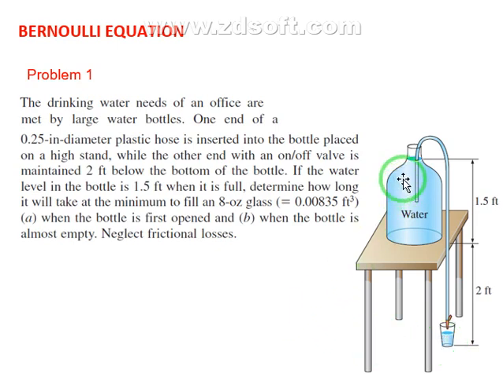First case, when this bottle is almost filled with water. The second case, when the bottle is almost empty. So what we're gonna do, guys, here, it's very direct application. We're gonna assume two cases, case one and case two. So for the first case, delta Z will be 1.5 plus 2 feet, right?